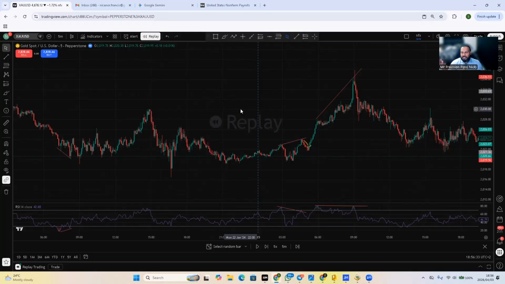And for those that use fair value gaps, you will see that when price is pulling back into a fair value gap and you're going to buy, RSI will be at the 50 line. Okay? You can test that out for yourself.